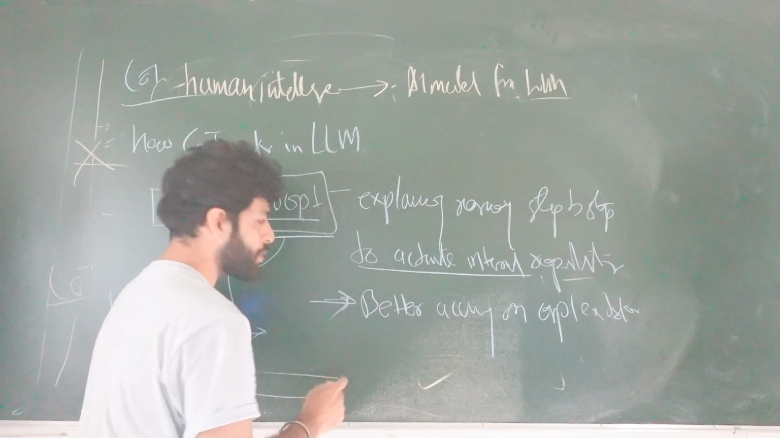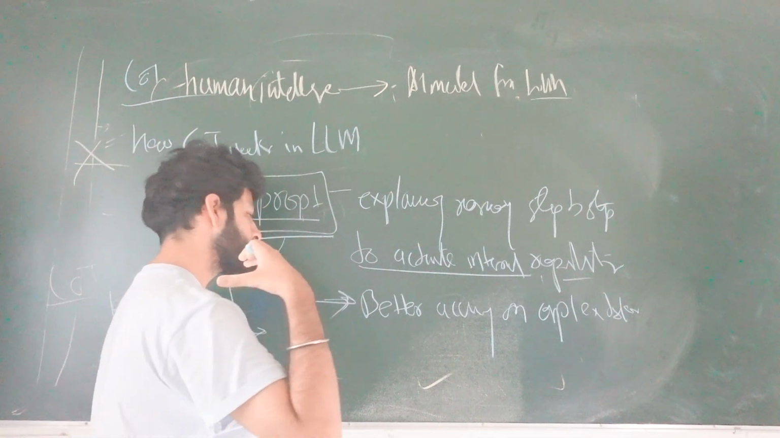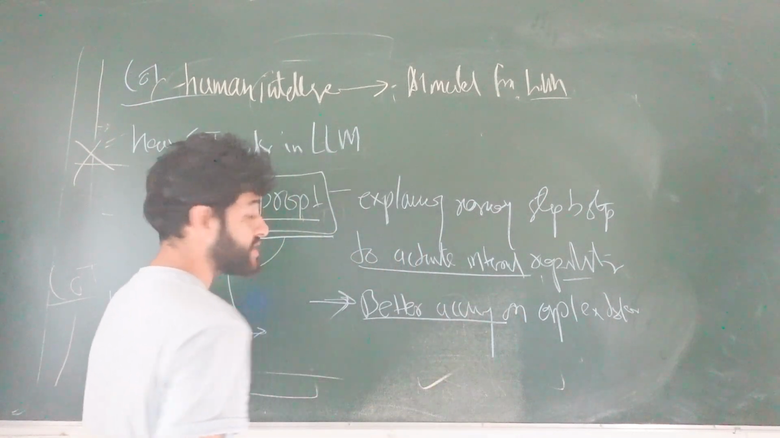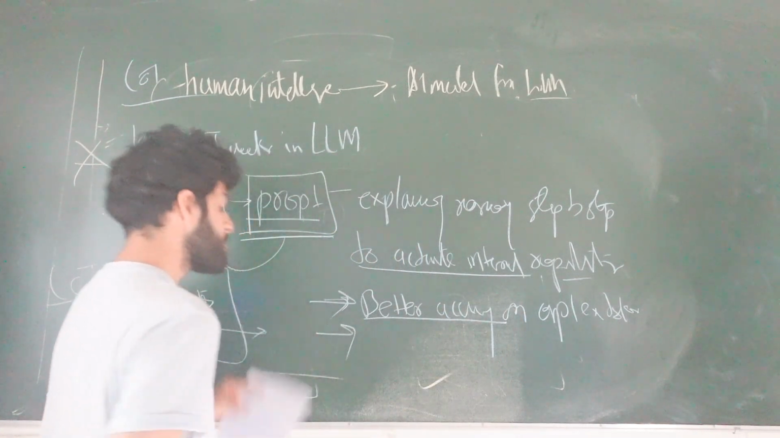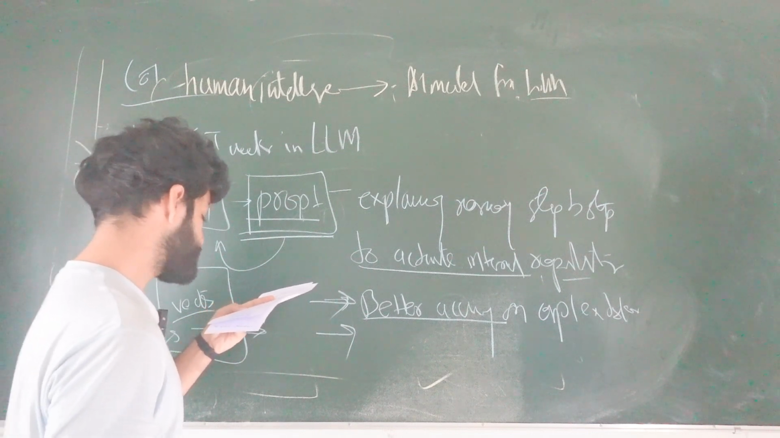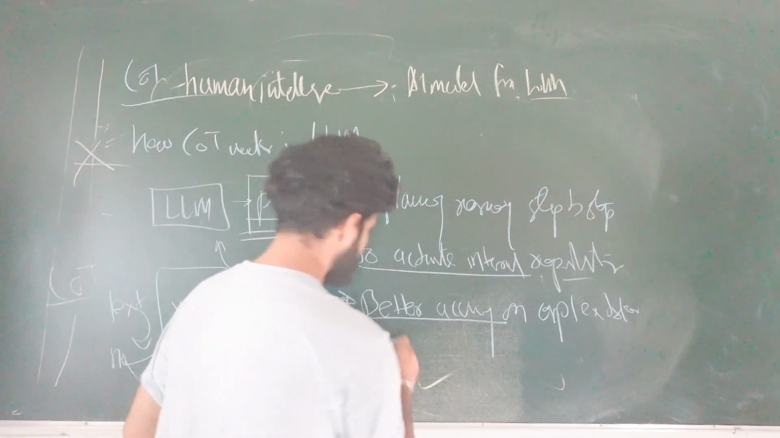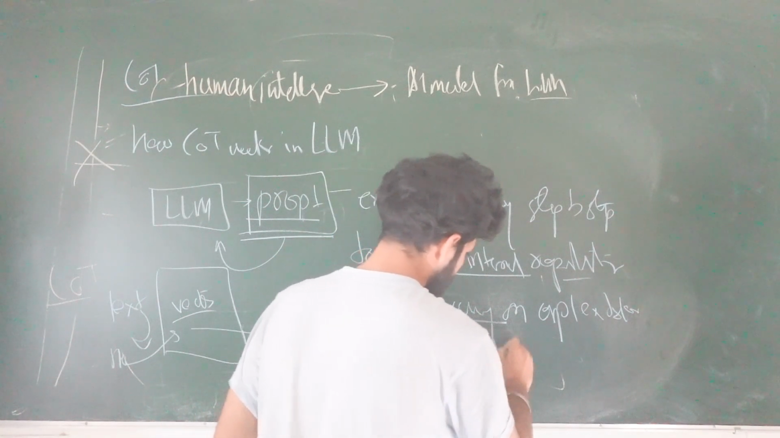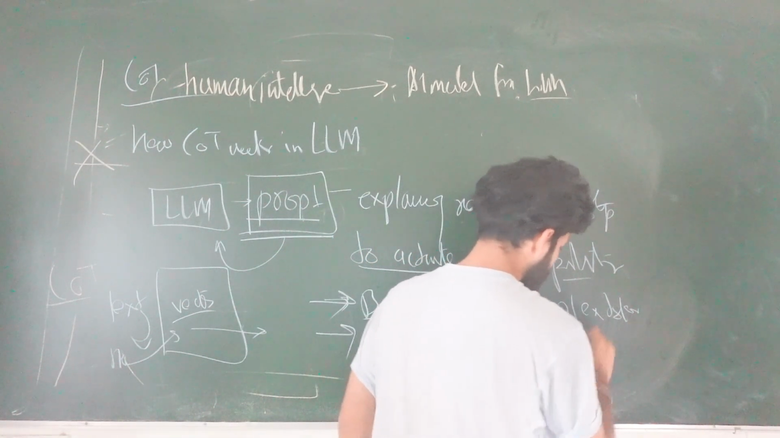So by prompt engineering, or by giving a very rich prompt, you can achieve great accuracy. That's the first point. The second is about generalization to unseen problems.